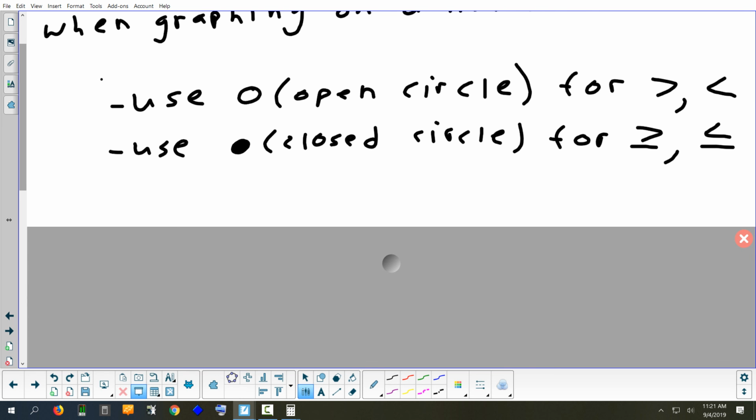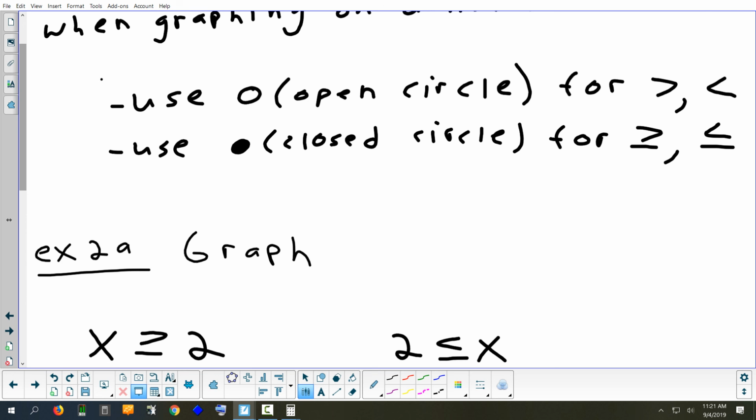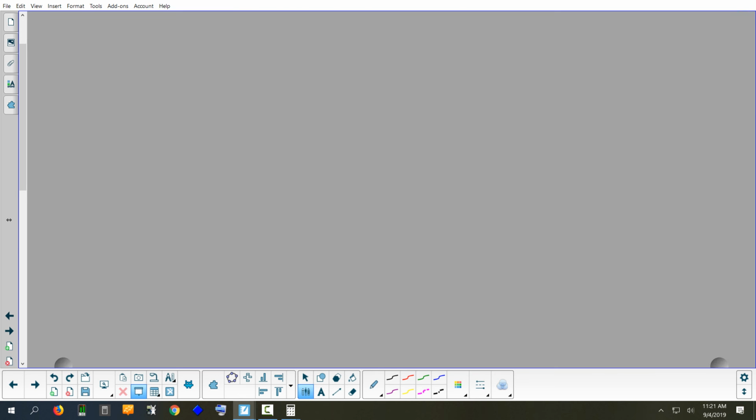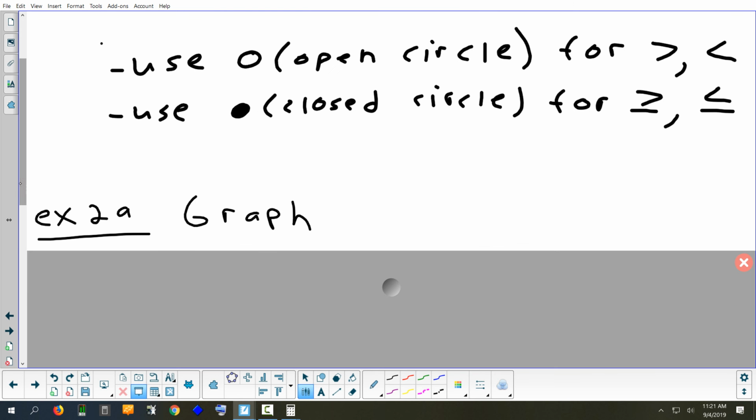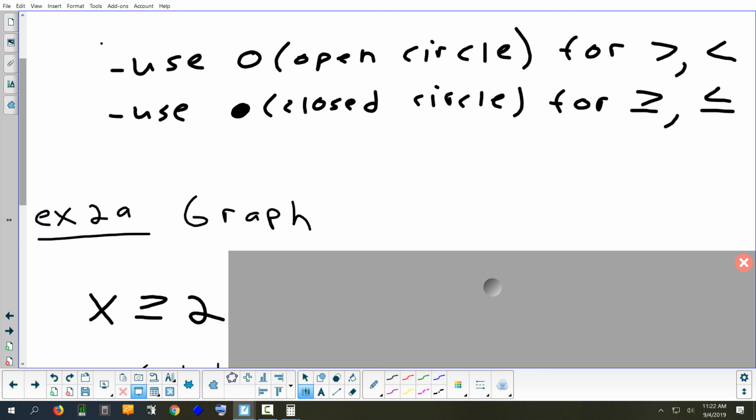Okay, so in Algebra 1, I'd put down all kinds of detailed directions about this. But remember, the idea is to put an open or a closed circle on your number, and then you draw an arrow shading in the direction you have to go. Or if you had two circles, maybe if it was x is greater than 3 and smaller than 10, you'd shade between 3 and 10. It wouldn't be an arrow. Okay, so let's try this one. x is greater than or equal to 2.